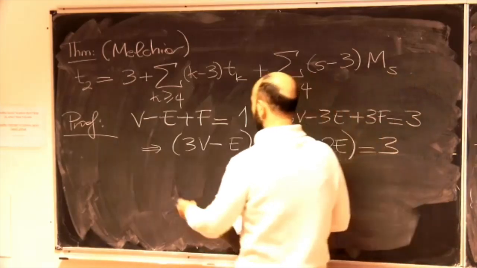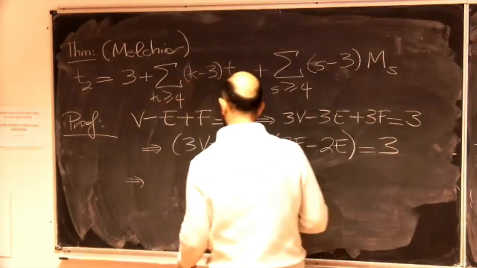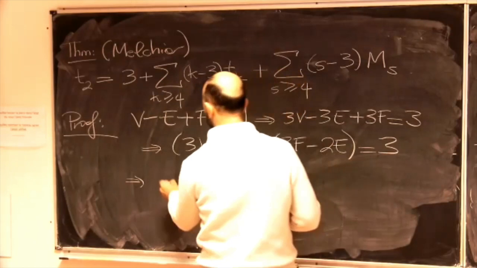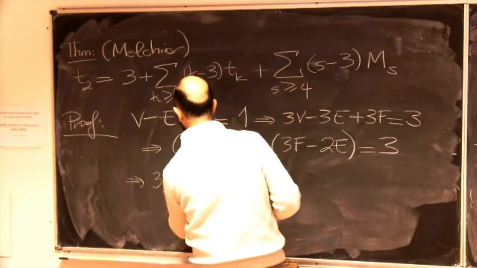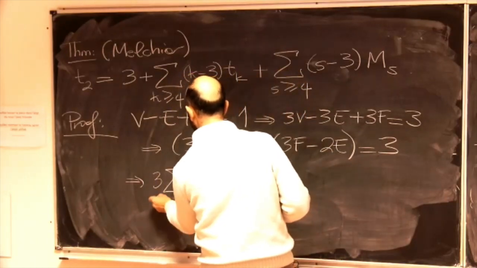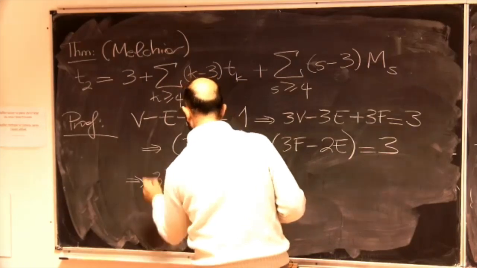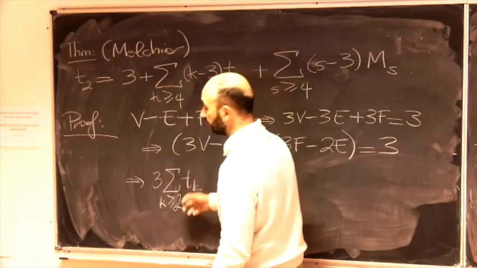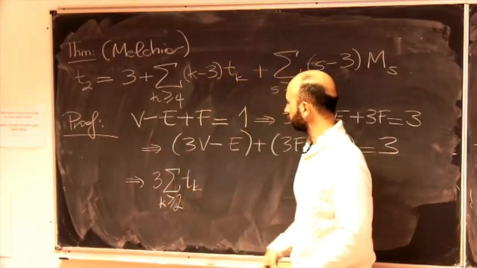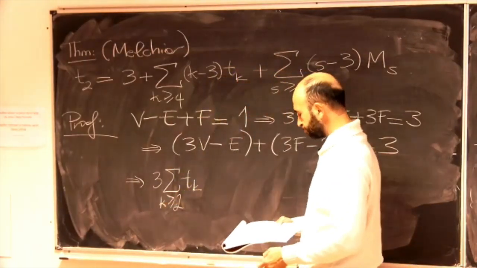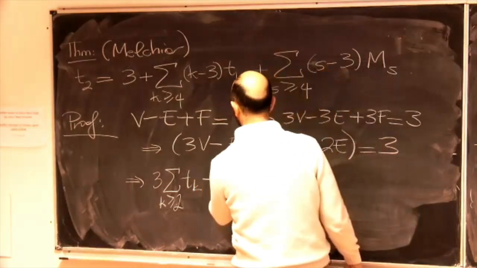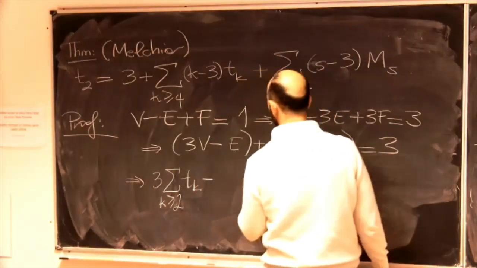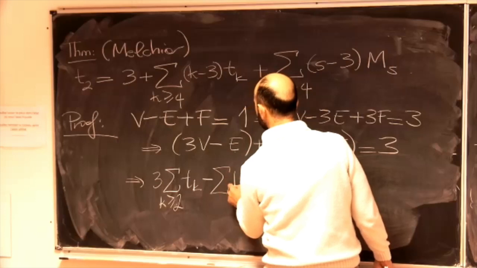Now, okay, well, instead of v, we'll just write 3 times the sum of all the tk's. The sum of the tk's is obviously v, because every vertex must belong to one of these subsets. Then for e, we use the lemma, part A. We write k times tk.